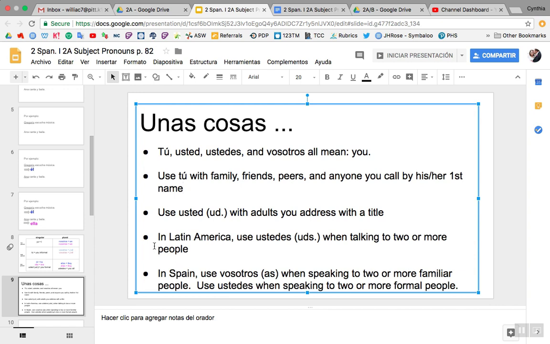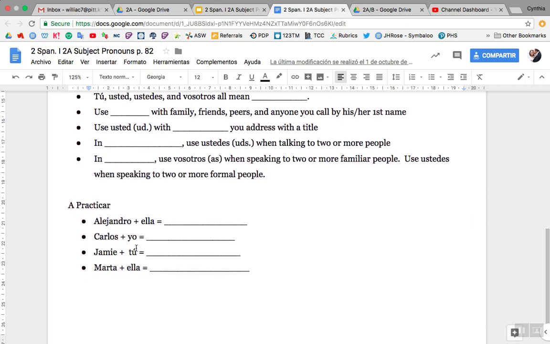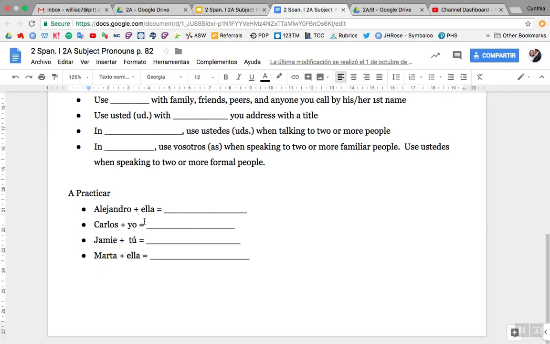Next one. In Latin America, ustedes is used when talking to two or more people. So like I said before, ustedes means y'all, and it is abbreviated UDS. In Spain and in other countries, vosotros or vosotras is used when speaking to two or more familiar people, and ustedes is used when speaking to two or more formal people, like what I just said. Okay? Let's look at the practice.